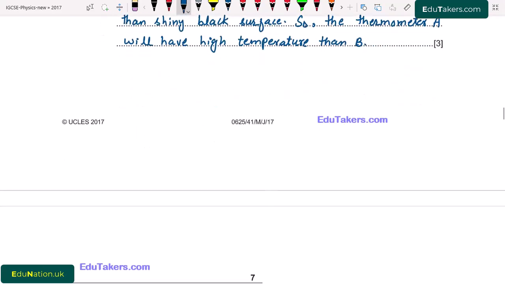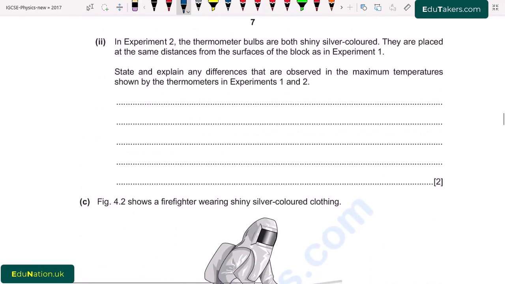Going towards the next part. Part 2. In experiment 2, the thermometer bulbs are both shiny silver colored. They are placed at the same distance from the surface of the block as in experiment 1. State and explain any differences that are observed in the maximum temperatures shown by the thermometers in experiment 1 and 2.